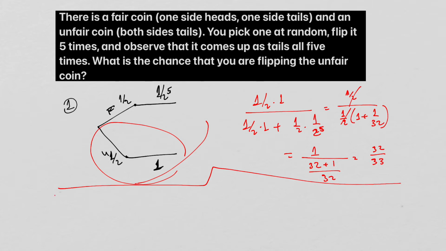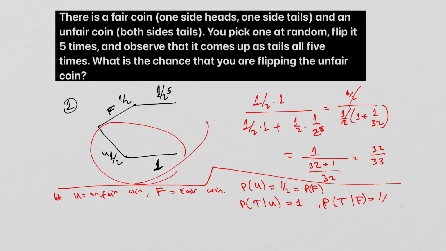Let's do this. Let U be the unfair coin and F be the fair coin, right? So now the probability of the unfair coin to be selected is 1/2. That's the same as the probability of F. But the probability of getting tail, if it's the unfair coin, is 1, and the probability of getting tail if it's the fair coin is 1/2, right? Now the question is asking us, what's the probability of the unfair coin if we have 5 tails?